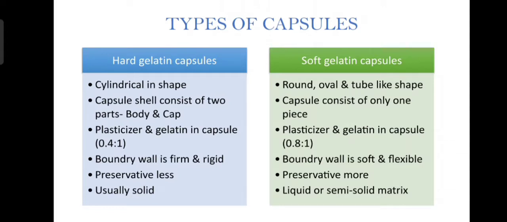Soft gelatin capsules are generally round, oval or tubular in shape. They consist of only one piece. The plasticizer to gelatin ratio in these capsules is 0.8:1. The boundary wall is soft and flexible. They have more preservative compared to hard gelatin capsules. They comprise liquid or semi-solid material.